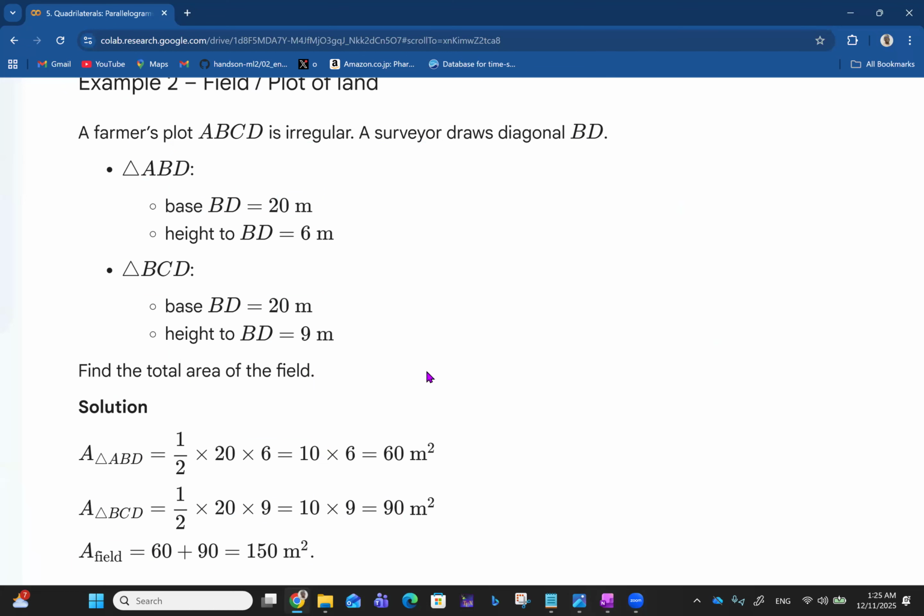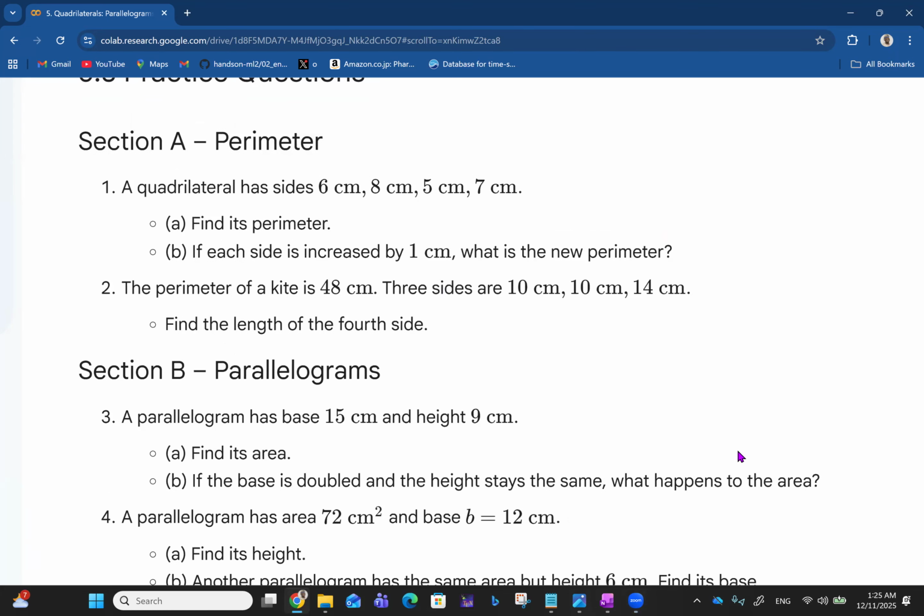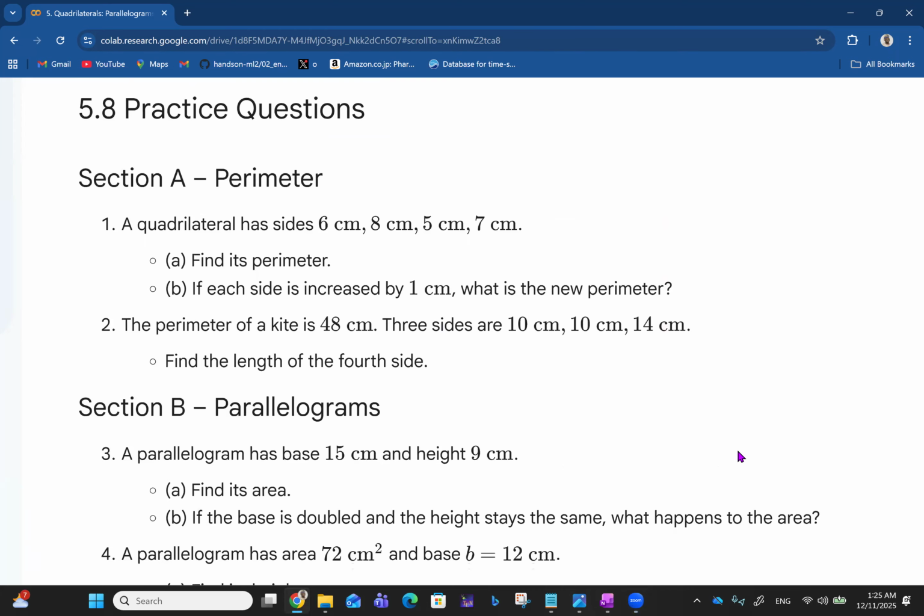So find the total area of the field. The area of triangle ABD is half times 20 times 6, half times base times height. That's 10 times 6, that's 60 meters squared. Half times 20 times 9, that's 10 times 9, that's 90 meters squared. So the area of the field would be 60 plus 90, which is 150 meters squared. And with that, we come to the end of this whole idea of quadrilaterals. And then there are practice questions.